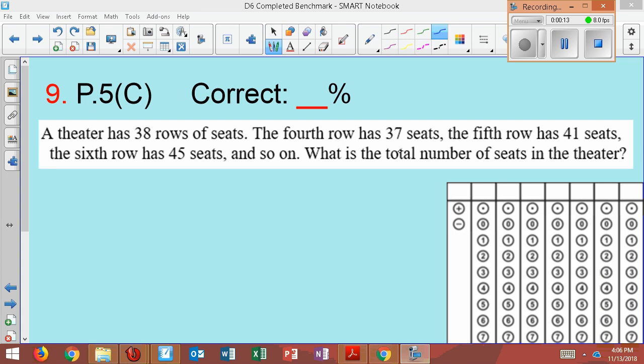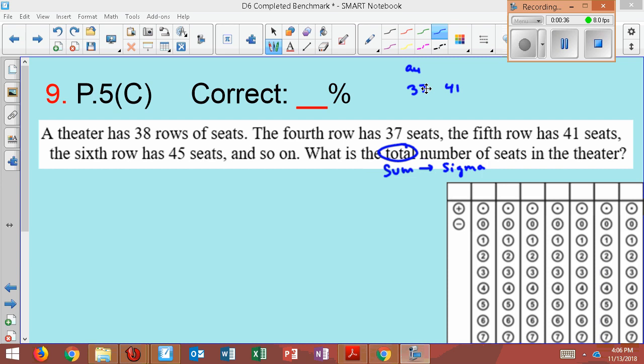All right, so first, the key word here, total, that implies sum. In sums, we can use sigma notation. Now, I need to determine what's happening with these rows. You see how it goes from 37, and it says the fourth row, so I'm going to put a sub 4 is 37. And then the fifth row has 41.